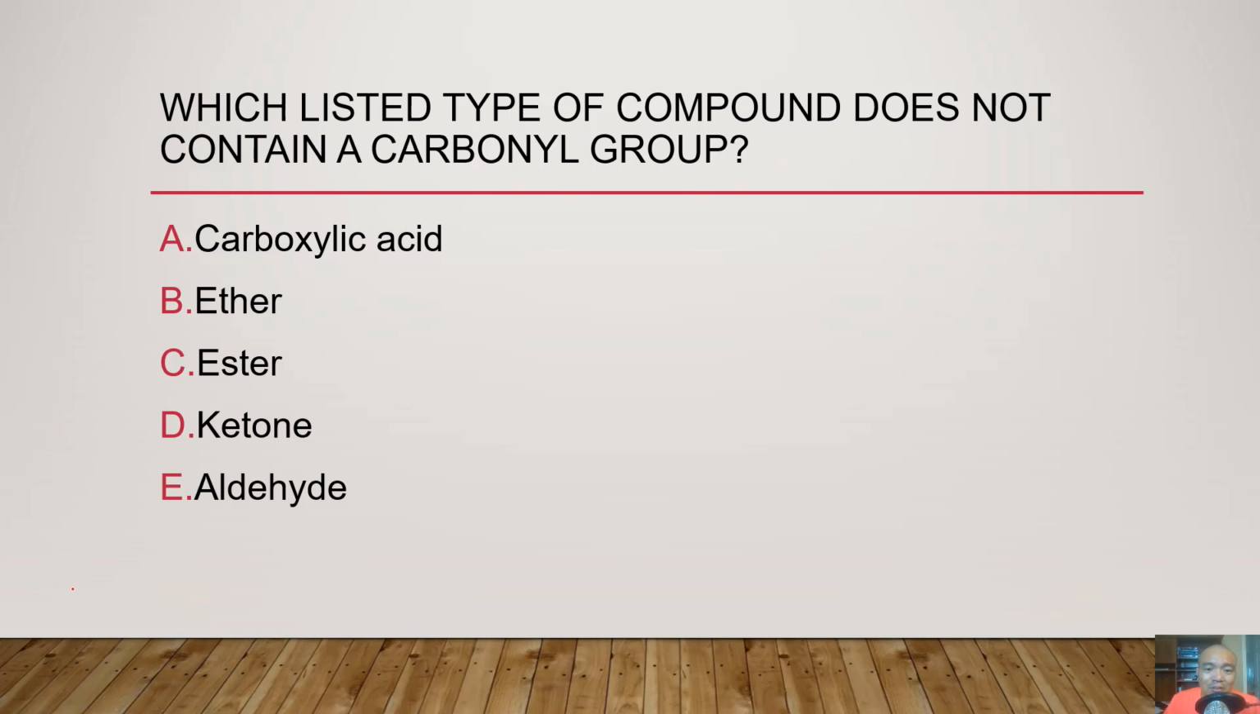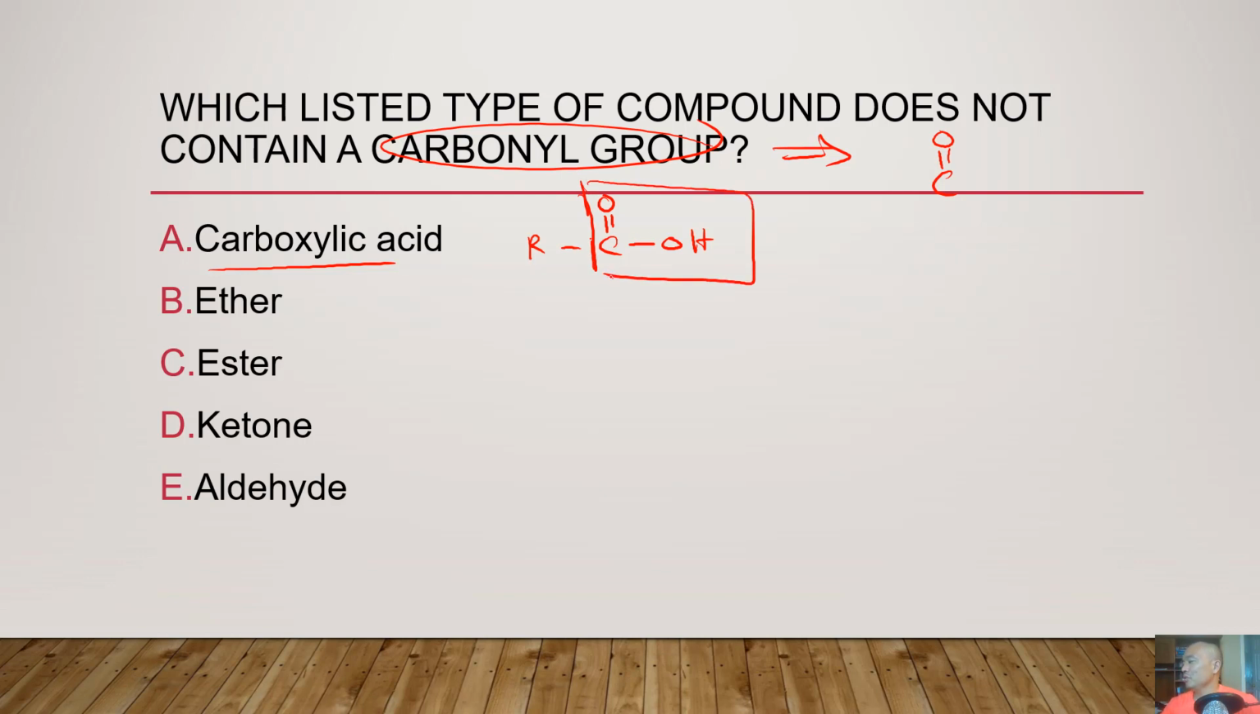Let's look at a few practice questions over here. Which listed type of compound does not contain a carbonyl group? Carboxylic acid will contain a CO double bond with OH connected. So what is a carbonyl group? A carbonyl group is simply the same as saying CO double bond. So the carboxylic acid functional group does have a carbonyl included.